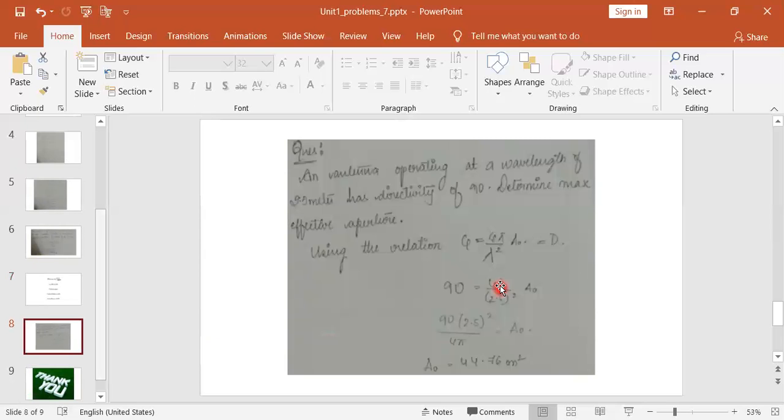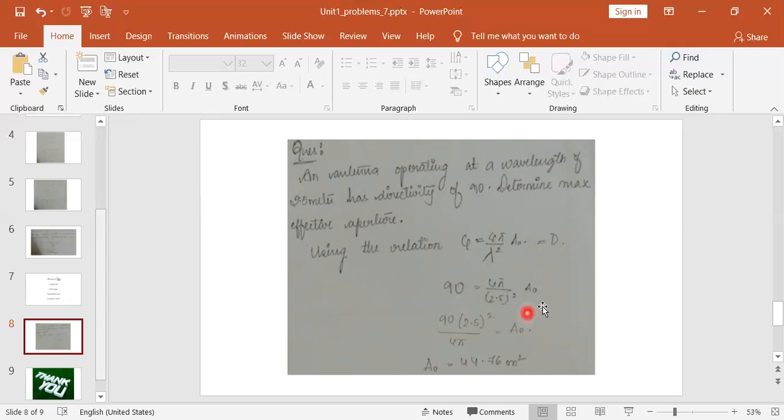The last problem. In this problem, we have to calculate the maximum effective aperture. The value of wavelength is given as 2.5 meters and directivity is 90. So there is a relation. D is equal to 4 pi by lambda square into A, where A is the effective aperture. So in this problem, wavelength is 2.5 and also given directivity as 90. We have to calculate this A.